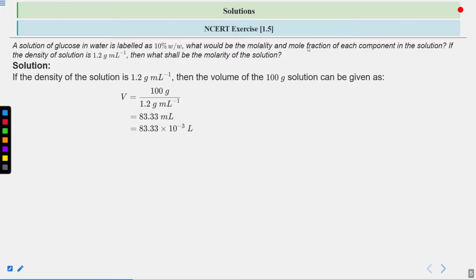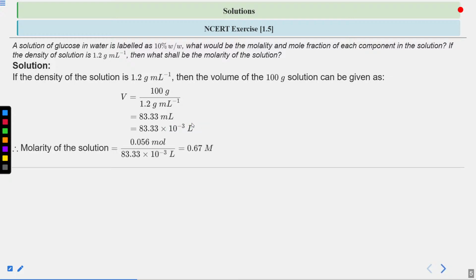But for the molarity, we need the volume of the solution in liters. So to do this, we have multiplied the milliliter value with 10 to the power minus 3. So we got the value in liters. Then what will be the molarity? It will be the number of moles divided by the volume of the solution in liters, which is 0.67 capital M. So in this way we can calculate the molarity.